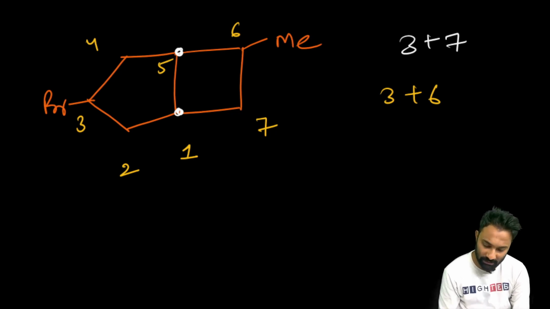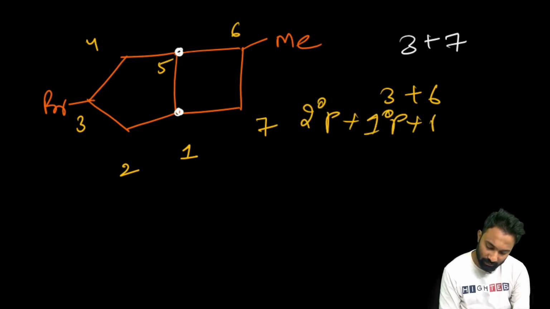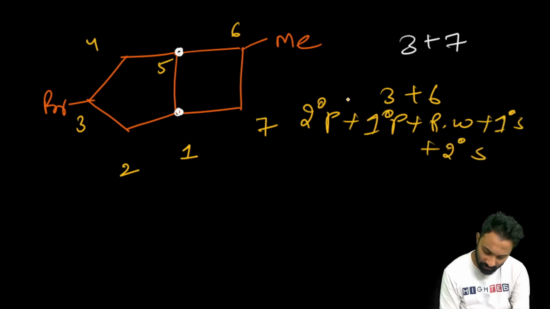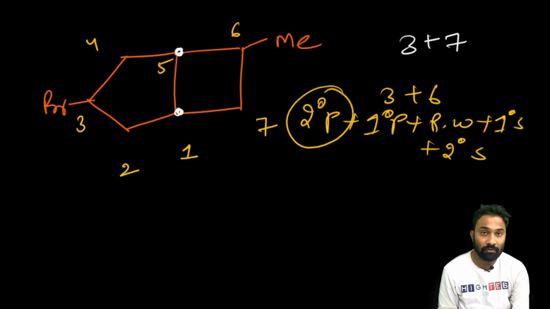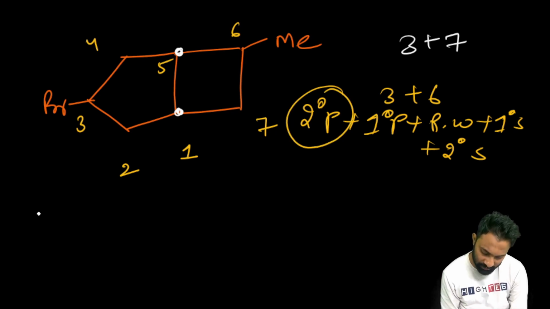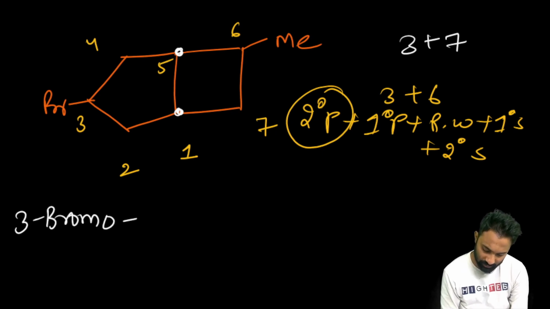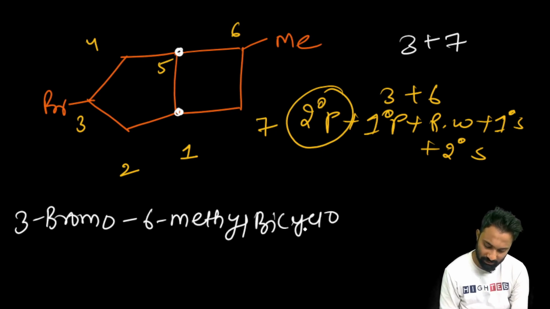Whenever you are representing the secondary prefix, root word, primary suffix plus secondary suffix, you have to follow the alphabetical order, right? In that alphabetical order, first bromo will come, then after that methyl, right? Now bromo is in which position? Third position. 3-bromo, next 6-methyl, 3-bromo, 6-methyl, bicyclo.